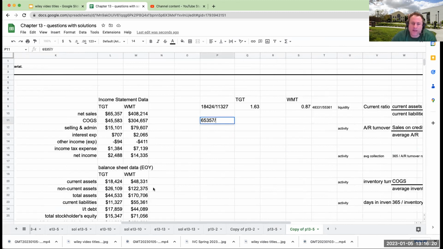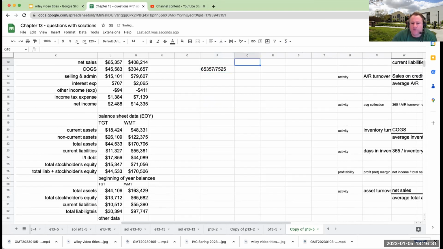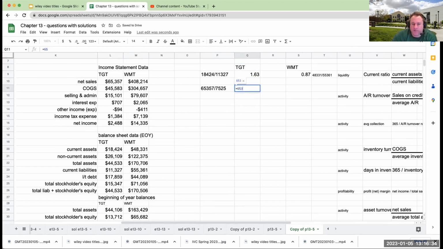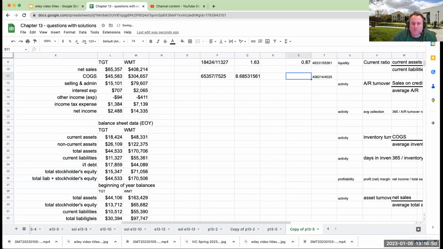And this is going to be divided by my average accounts receivable. Over here, it gives us average net AR is 7525. So over here, this is going to be 65,357 divided by 7525 or 8.68. For Walmart, this is going to be 408,214 divided by 4025. So this is going to be a total of 101.